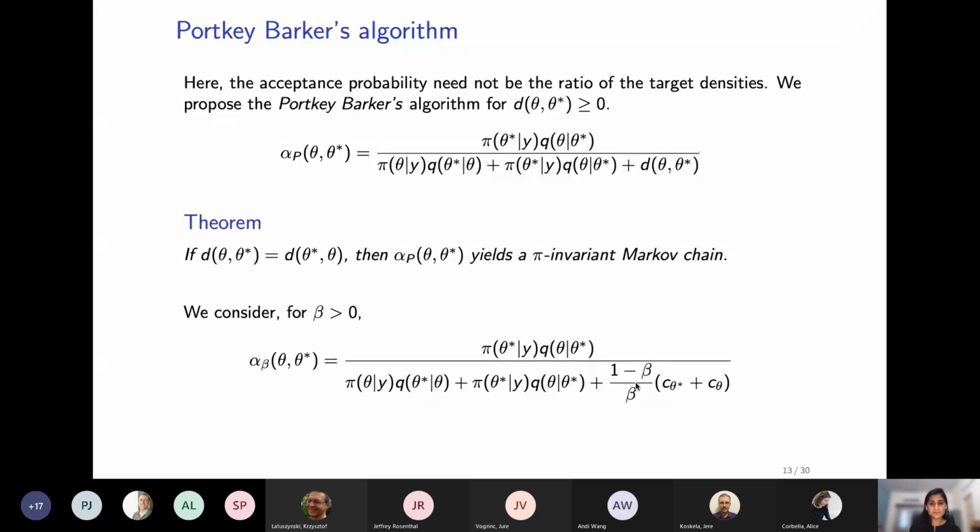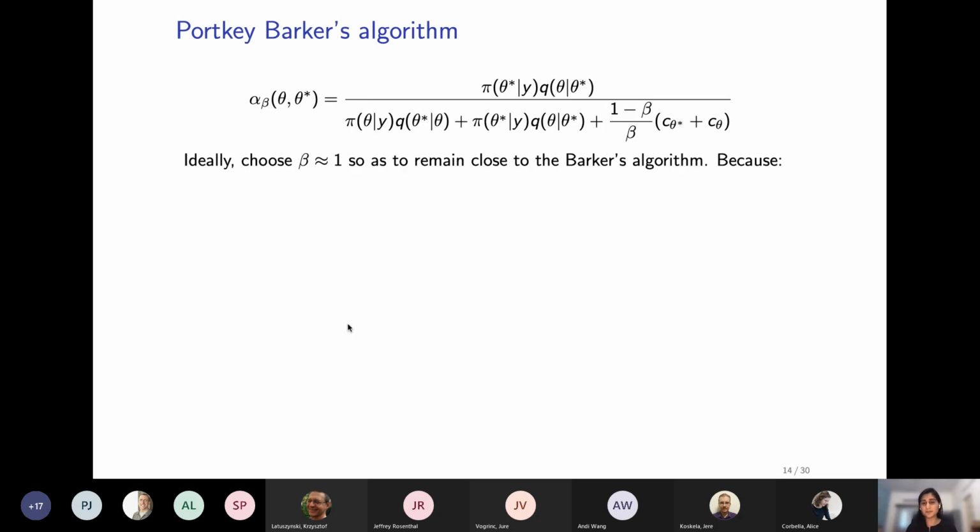But the specific form that we consider of d is this particular form over here, where again the rest of the terms are the Barker's acceptance terms, but then d is chosen to be (1 minus beta) divided by beta, times c(theta star) plus c(theta), where beta is greater than 0, and c are the upper bounds that were obtained on pi and q. Okay. So because we don't want to lose out on statistical efficiency, we ideally want to choose beta fairly close to 1, so that we get back Barker's algorithm. Because if you set beta equal to 1, then this just turns out to be 0, right? So beta equals 1 gives us back the regular Barker's algorithm.